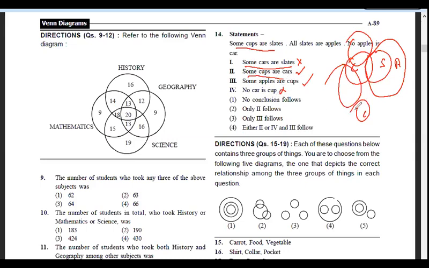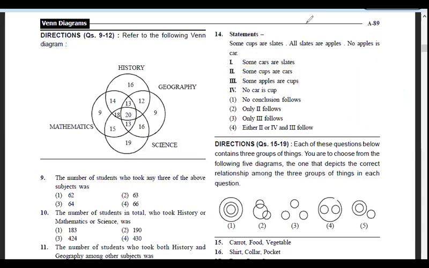So we can have this. Car can intersect with cup or it can be disjoint. If 2 is true, 3 is always true. 2 or 4 depends, it is not 100% true all the time, but 3 is always true. So either 2 or 4 follows. The correct answer should be 4. Because 3 is always true and either 2 or 4 can be true, as it can intersect or be disjoint. So this type of question is quite tricky.